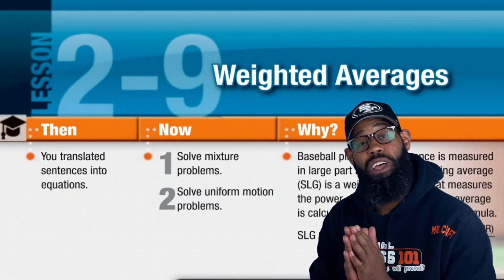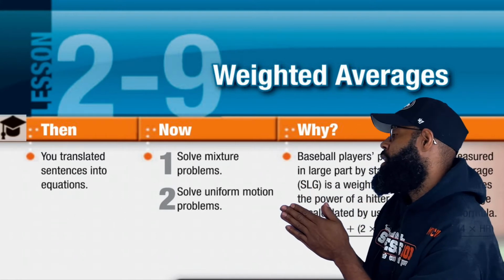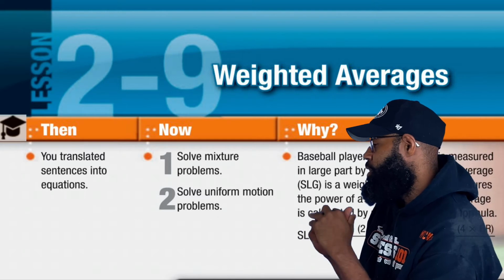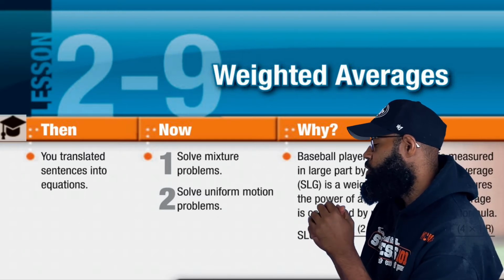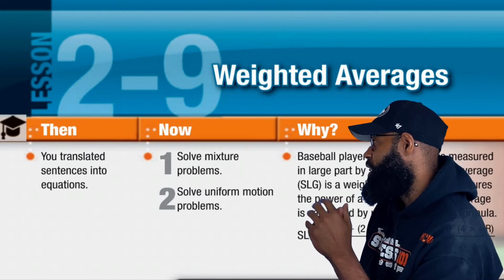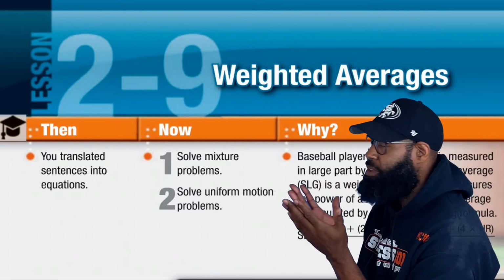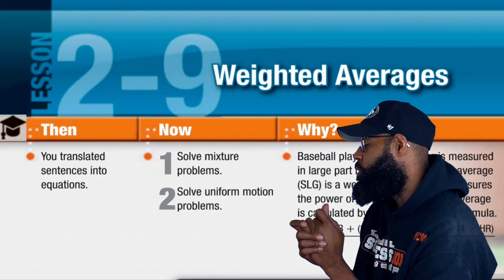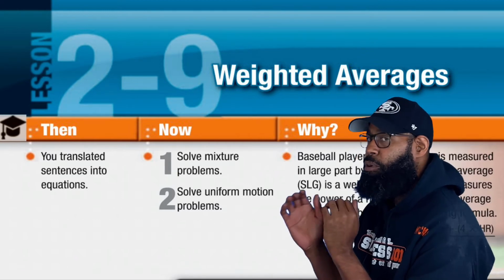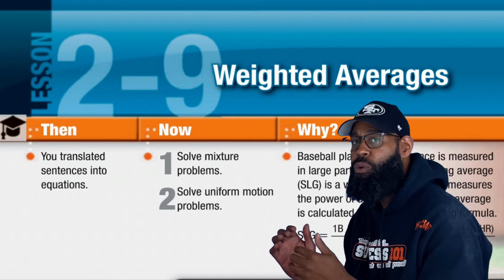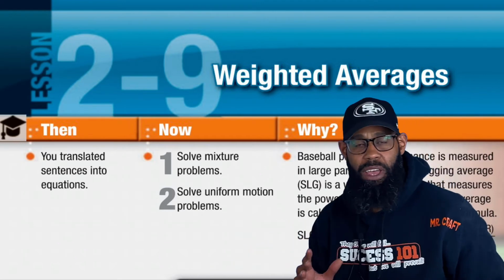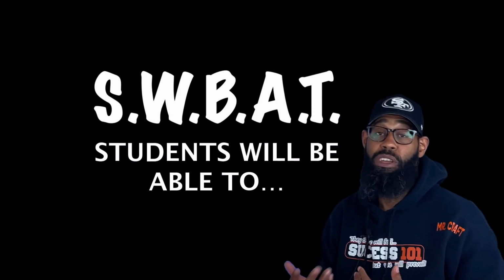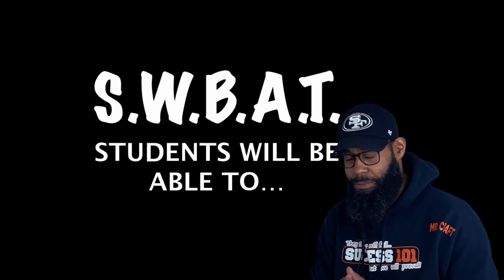We're doing chapter 2, lesson 9, what they talking about, right? So weighted averages, guys. For chapter 2, lesson 9, weighted averages, the goal is for students to solve mixture problems. And mixture problems, you say that, and you'll see in a second. And of course, the second objective is solve uniform motion problems. So both of those 2 things, the way they're wording them, I try my best to make sure that students will be able to solve mixture problems and motion problems.